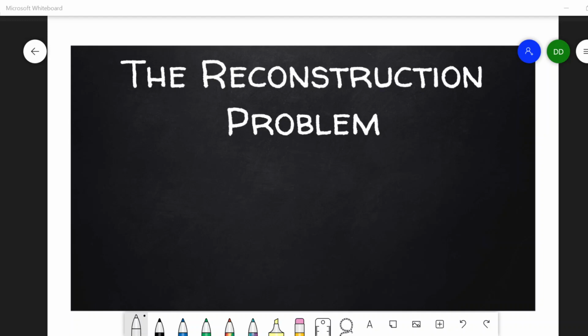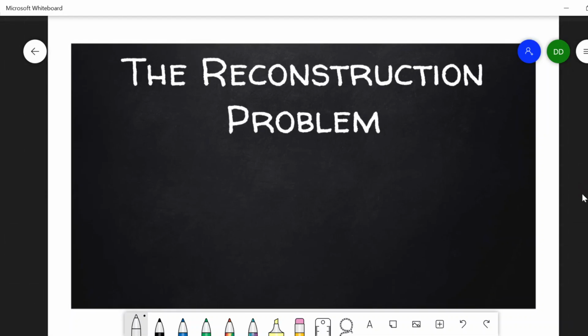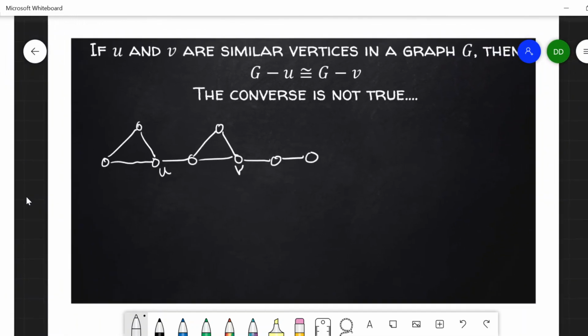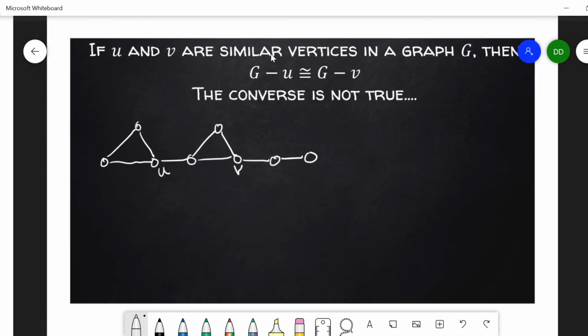In this video, I will introduce what is called the reconstruction problem. So we'll start here by connecting this back to automorphisms of graphs. If U and V are similar vertices, so if there's some automorphism that takes U to V in a graph, then certainly if I delete U from G, that'll be isomorphic to when I delete V from G, if they're similar vertices. However, the converse is not necessarily true.